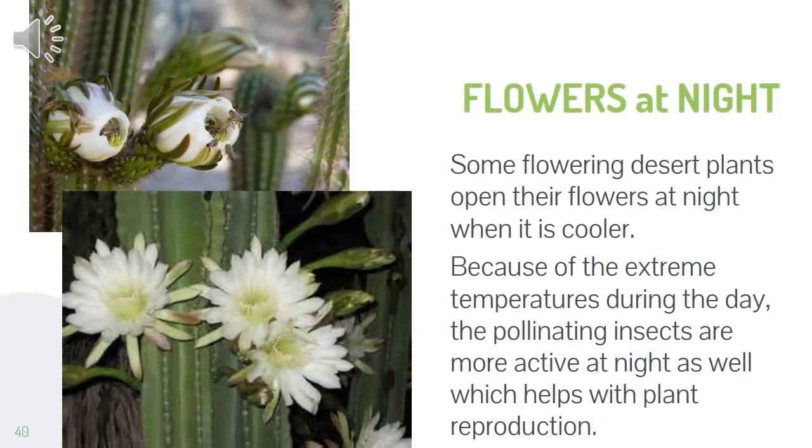Some flowering desert plants open their flowers at night when it's cooler. Because of the extreme temperatures during the day, the pollinating insects are more active at night as well, and that helps the plant with reproduction. So if it was open during the day, the flower could get dried out by the extremely harsh sun, and then there wouldn't be a lot of animals or bugs out to do the pollinating. So a lot of the flowering plants in the desert, those flowers actually open up at nighttime.